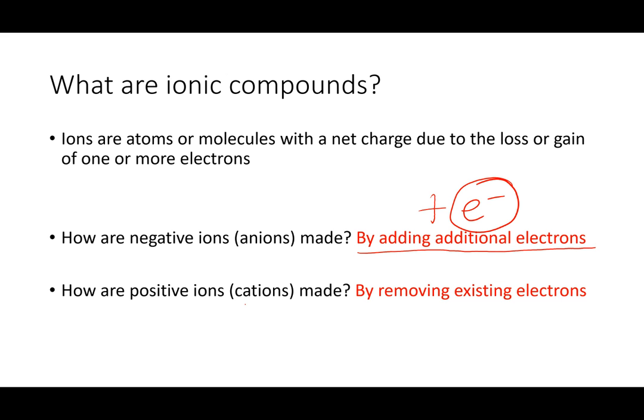Okay, and how are positive ions or cations made? That would be simply the opposite, by subtracting away these electrons. So you're taking away a negative charge. All right, and you do need to remember those names. Anions are negative, cations are positive.